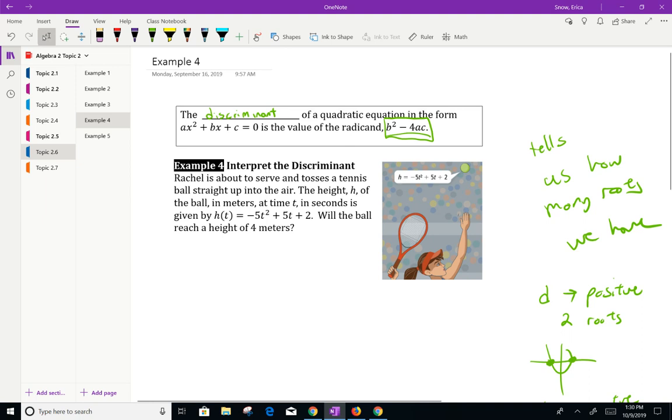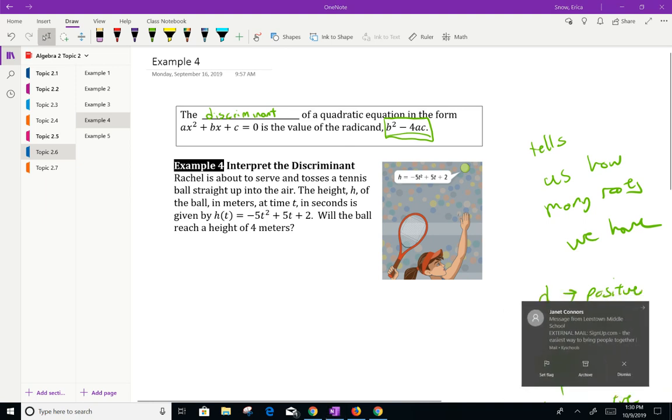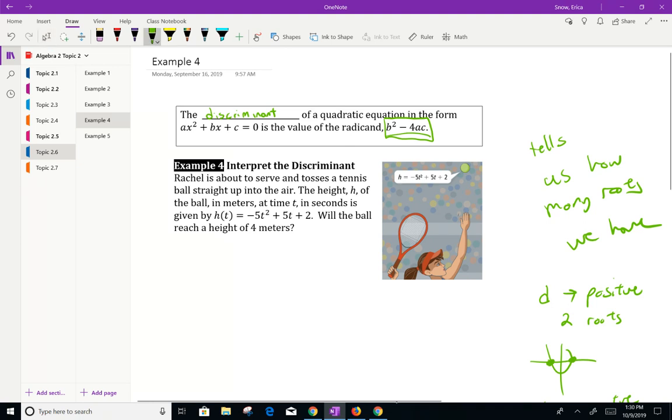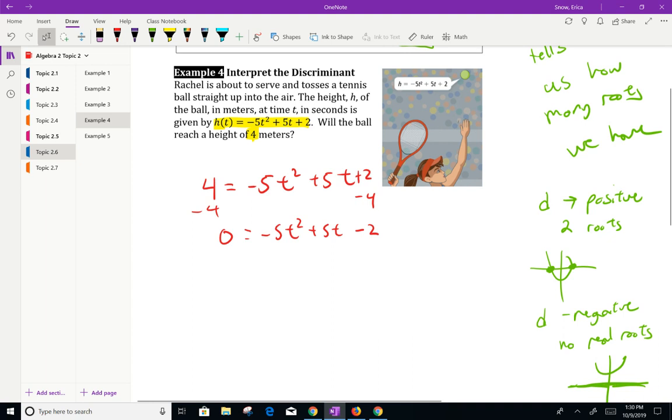Rachel is serving a tennis ball and throwing it in the air, and the height of the ball is given by this function. We want to know if the ball is going to hit 4 meters. To do that, we set our function equal to 4 and then make it equal 0. So we get negative 5t squared plus 5t minus 2. If it's going to hit that height, then D is either positive or 0. But if D is negative, it's never actually going to get there.